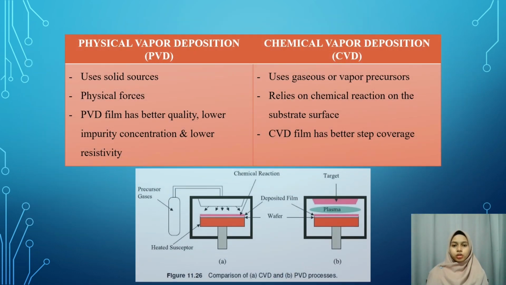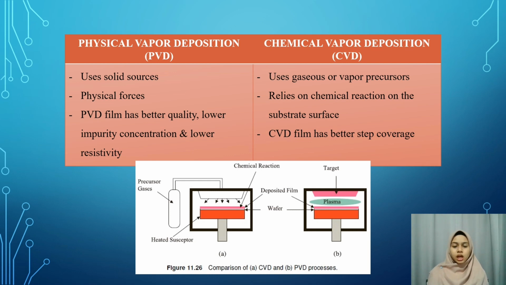PVD is a deposition process that vaporizes solid materials either by heating or by sputtering and recondenses the vapor on the substrate surface to form a solid thin film. Comparing PVD and CVD processes, PVD uses solid sources while CVD uses gases or vapor precursors. A CVD process relies on chemical reaction on the substrate surface while PVD uses physical forces. CVD film has better step coverage while PVD film has better quality, lower impurity concentration, and lower resistivity.